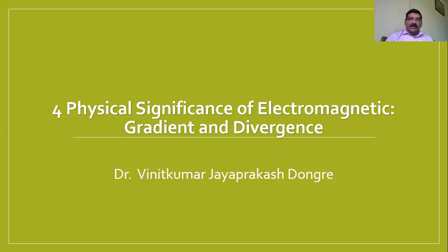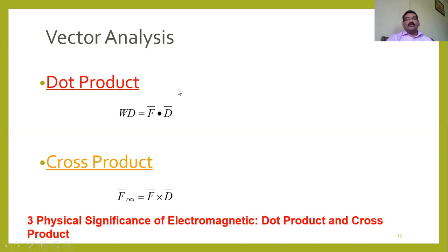Today we are going to start the extension of our lecture, that is the physical significance of electromagnetic. And today we are going to discuss the gradient and the divergence. The gradient and divergence are two important parameters related to vector analysis. Before starting this, we have to first understand the basics of vector analysis.